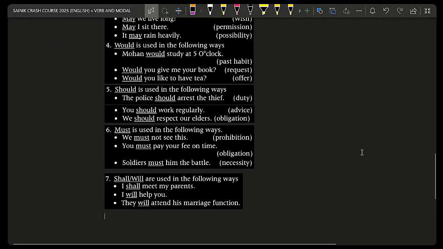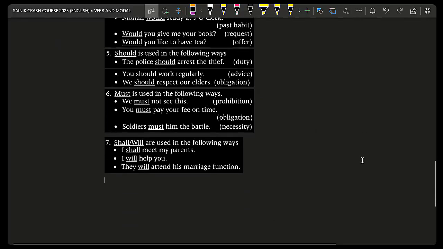Shall or will are used in the following ways. I shall meet my parents. I will help you. I shall means there is a possibility, I may or may not. But will means definitely I am planning to meet. I will help you. Definitely I am going to help you. They will attend his marriage function. So it's a compulsion. They plan to attend.